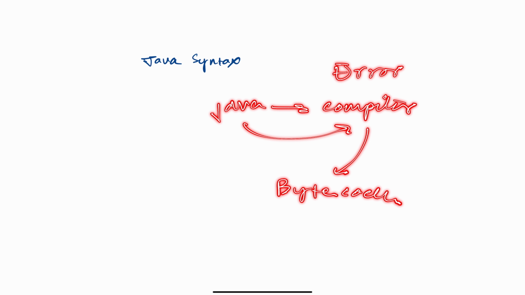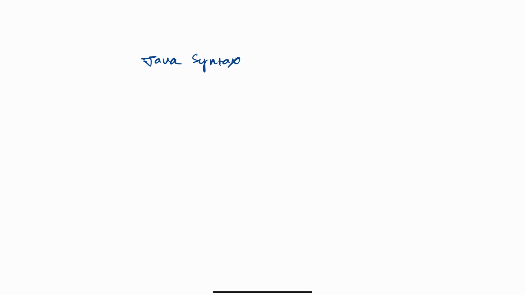So you have to write the Java program in such a way that there is no compilation error, and the compiler should convert it into bytecode. This bytecode is finally converted into a binary format where the CPU can execute your code. So in short, Java syntax is how Java code must be written so that the compiler can understand your code.